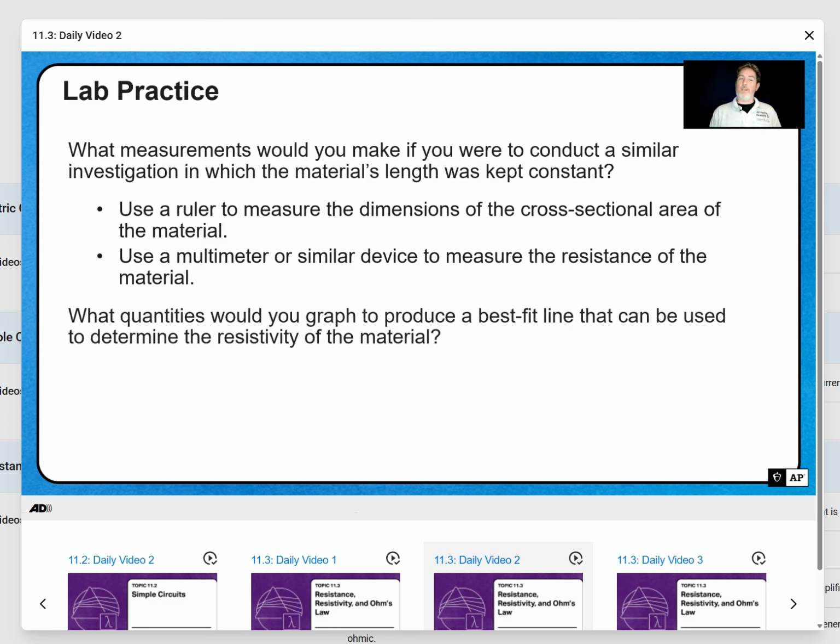So a follow-up question then would be, well, what quantities would you graph to produce a best fit line that can be used to determine the resistivity of the material? Go ahead, pause the video, and see if you can determine which quantities should be plotted on the x and y axis that would give us a best fit line that we use to find the resistivity.